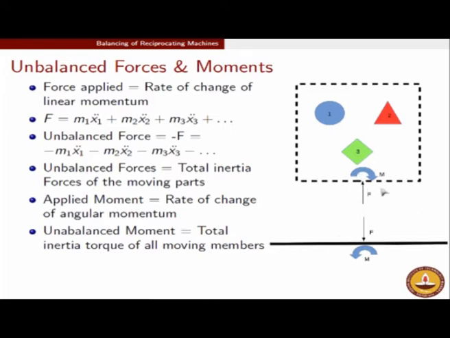So therefore if M is the force which is applied by the external environment onto the system comprising of moving parts, you get an equal and opposite M, which will be applied by the moving parts onto the static part of the machine or the frame. Therefore the unbalanced moment which is hitting the frame, just like the unbalanced force which is equal to the total inertia force of the moving parts, is equal to the total inertia torque of all the moving members.